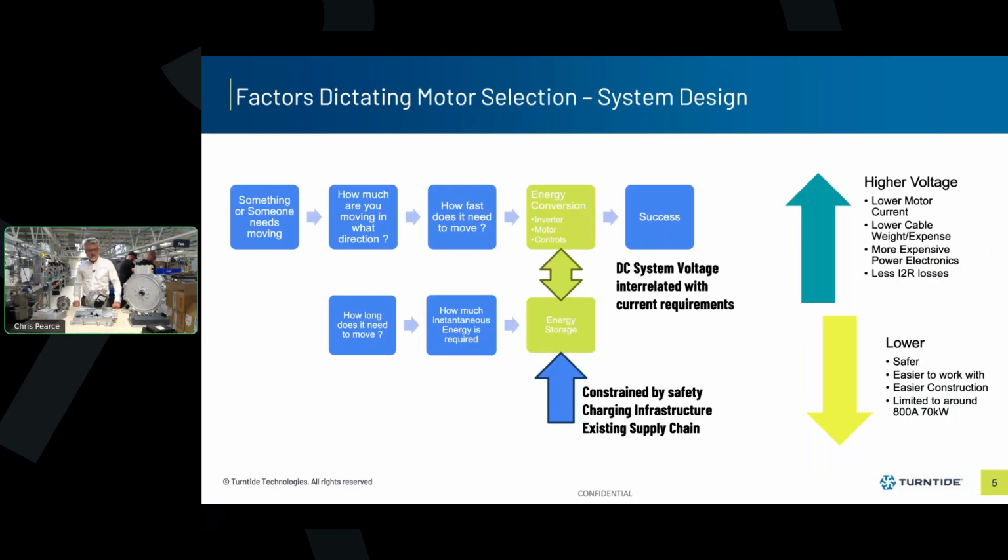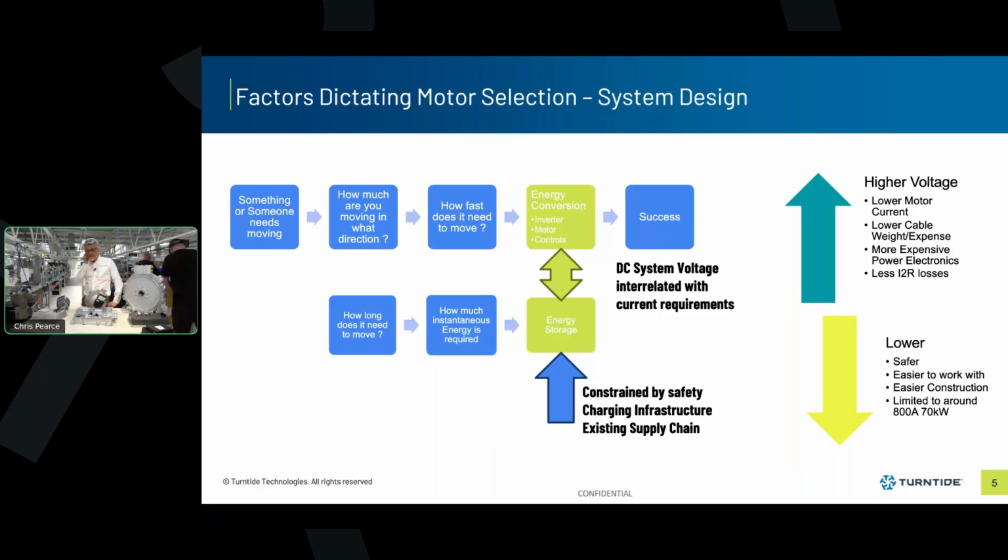So how do we choose an inverter? Inverter selection starts with a problem to solve, and that usually has got nothing to do with inverters. It's about the problem we're trying to solve, which is that something or somebody needs moving, how much we're moving and in what direction. With respect to gravity is important, and how fast does it need to move. Once we've got to the bottom of that, we need to know how long we're going to move it for and how much energy is required instantaneously to make it move.